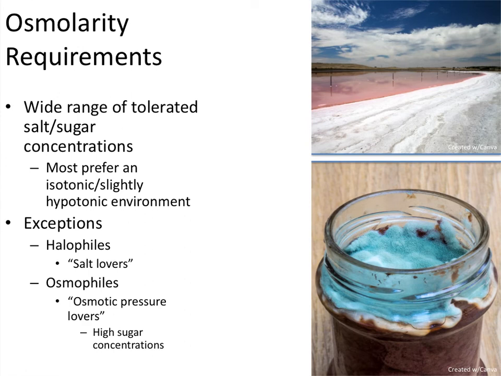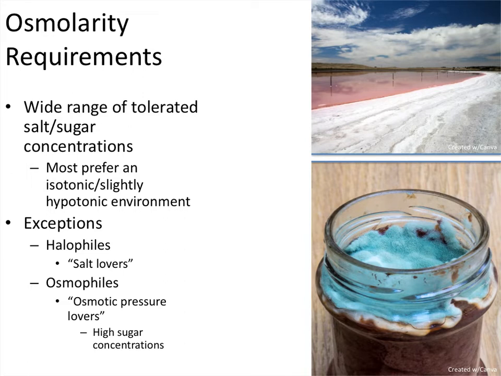Our last environmental condition that we will talk about is the requirement for a certain type of osmolarity. Organisms on the planet have technically a very wide range of tolerance toward different amounts of solute concentrations. And when we're talking about solute concentrations, we're typically talking about salt and or sugar. So there are lots of different solutes that could exist in the world, but most of the time when we're talking about osmolarity and tonicity and stuff like that, we're talking about salt or sugar.